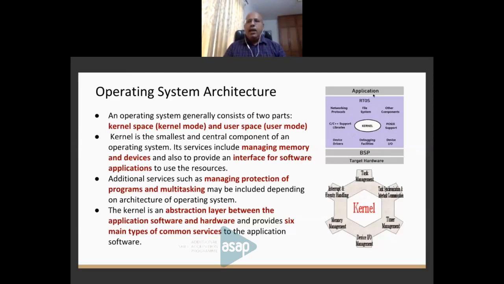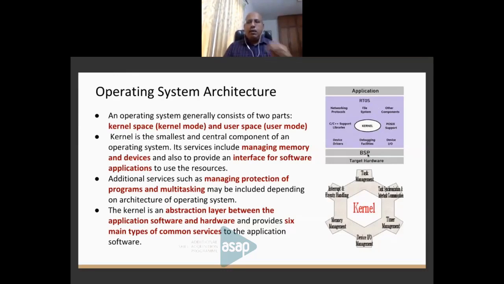And then the application is on top. The application uses all the services provided by the kernel, and at the same time all these other services that you are seeing here. The kernel and other services connect to the target hardware through something called BSP. This is called board support package.